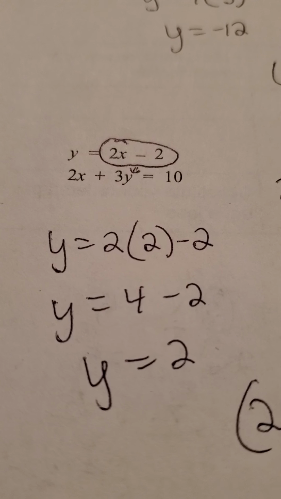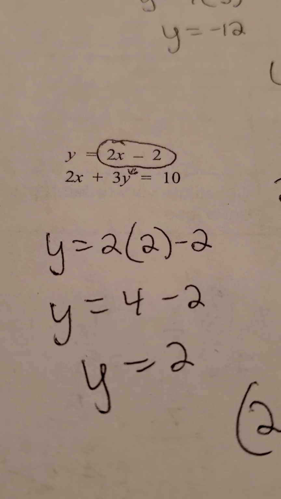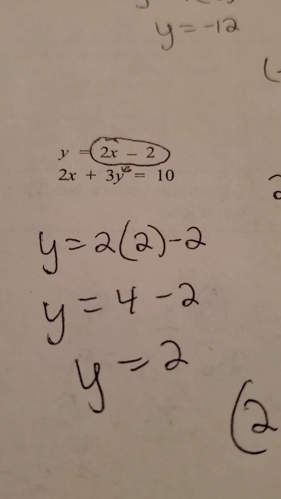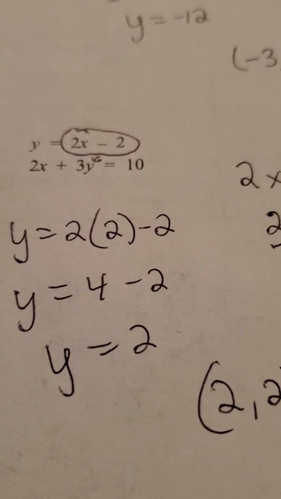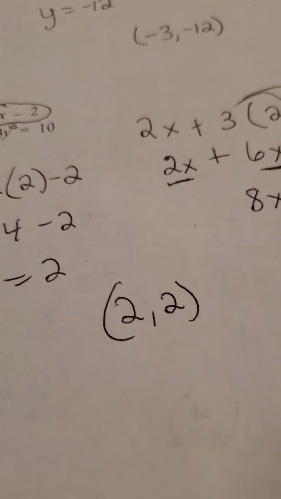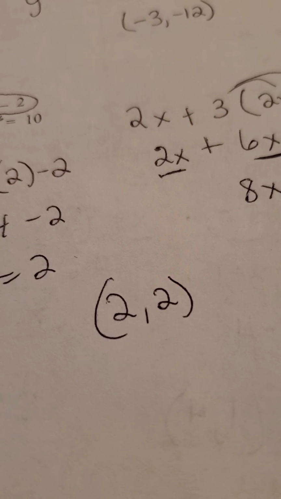That checks. 2 times 2 is 4. 3 plus 3 times 2 is 6 equals 10. 4 plus 6 equals 10. So that one checks. So our solution to this problem is 2, 2.